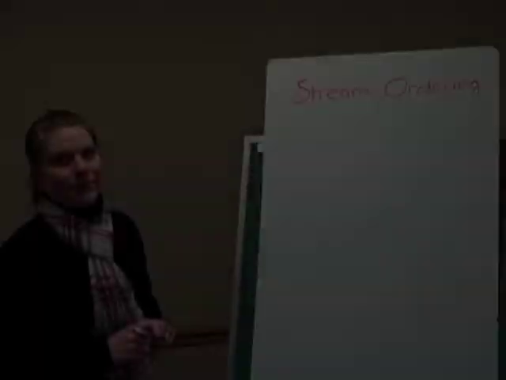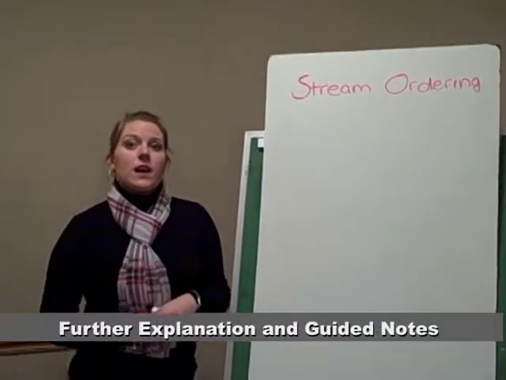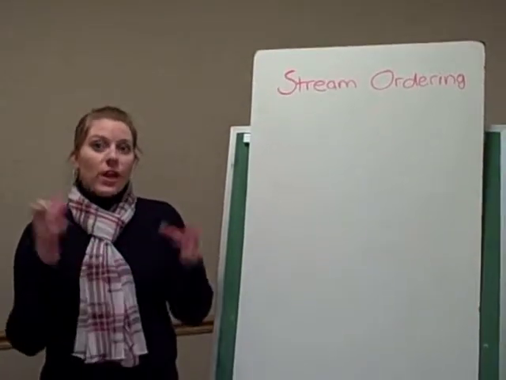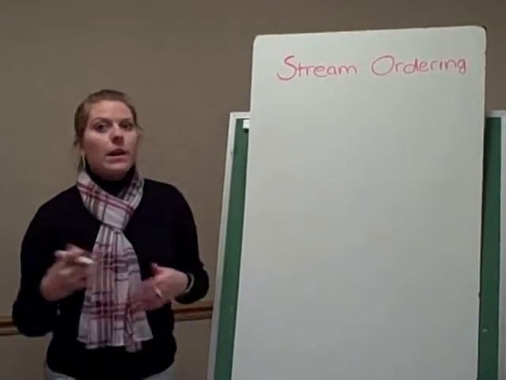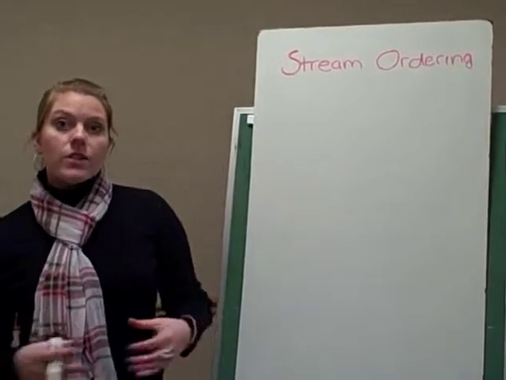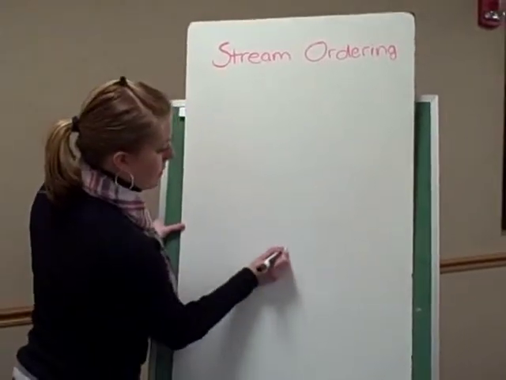All right, class, so now we're going to talk about stream ordering. When we were outside, I had said how the streams and rivers we have to order them. We have to classify them because we're scientists. We like things to be in order. I've compared it to a tree. Okay, the trunk of the tree being our main river. So let's put our main river down here.